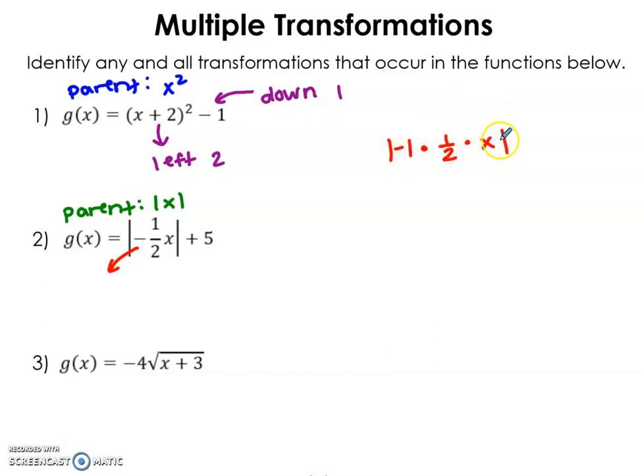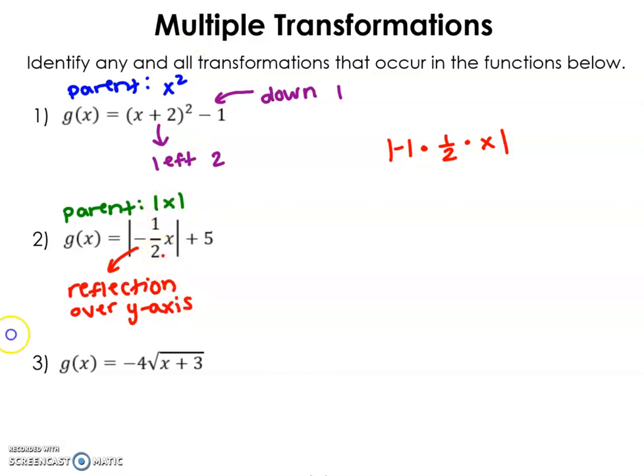So the 1/2 is being multiplied to the x. So that's going to be some type of dilation. The -1 is going to be some type of reflection. Okay, so they're not the same thing. So the negative in front, because it's inside the absolute value bars, it's part of the function, it's with the x, so this will be a reflection across the y-axis. So we can say reflection over y-axis.